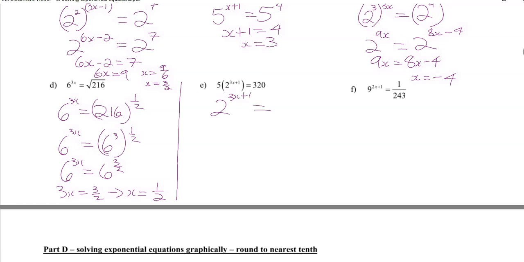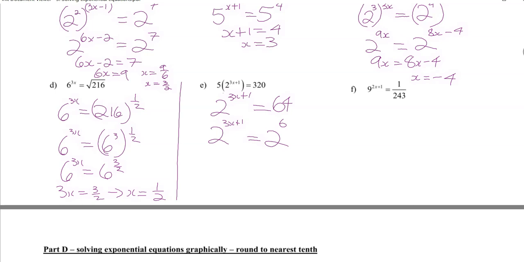And what's 320 divided by 5? 64. Is 64 a power of 2? Well, it should be if this is going to solve. So 64 is 2 to the power of 6. Okay, if you don't know that, it's fine. Just sit there on your calculator and play around until you find that it is 6, 2 to the 6.